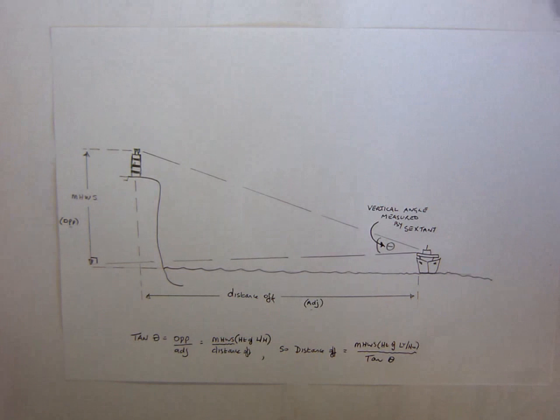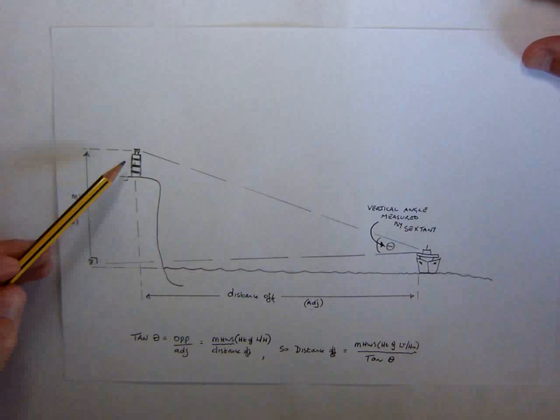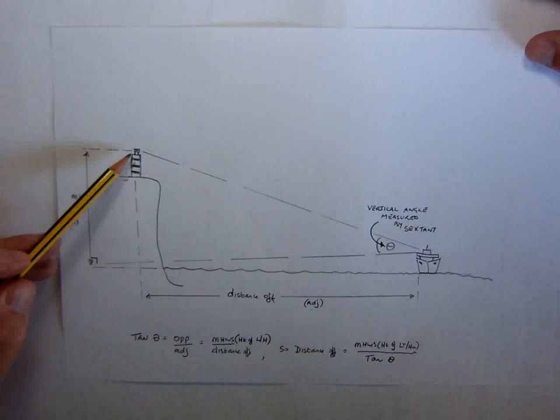The problem we're looking at now is what's known as a vertical sextant angle. We use a vertical sextant angle when we wish to calculate how far we are off a lighthouse or land, for example. The heights of lighthouses are given on the chart, and they're also given in the Admiralty List of Lights. And this height is measured from mean high water springs to the centre of the lantern in the lighthouse.